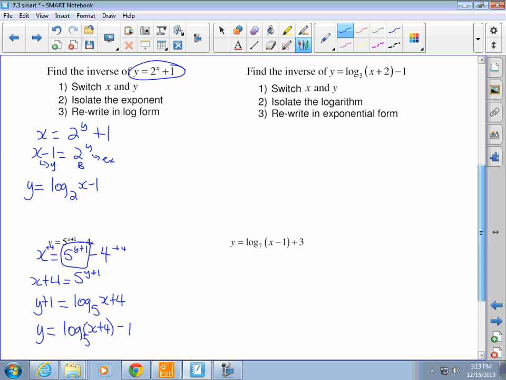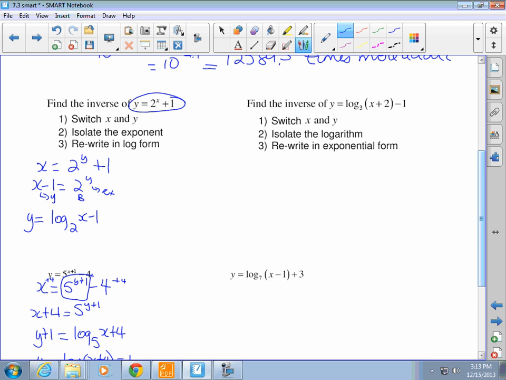Okay, so let's do it for going from a log to an exponential. We switch the x and y first. So we'll have x is equal to log base 3 of y plus 2, minus 1. Again, I need to get it so that I have my base and my y value all by itself and my exponent on the other side. So I need to move my 1 over. So this will be x plus 1 is equal to log base 3 of y plus 2.